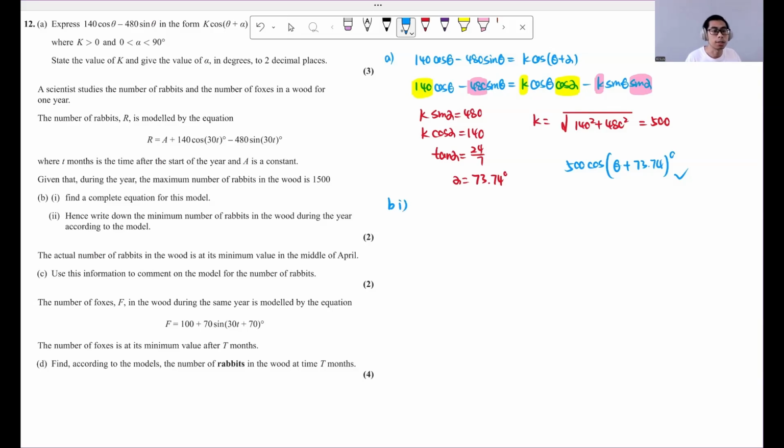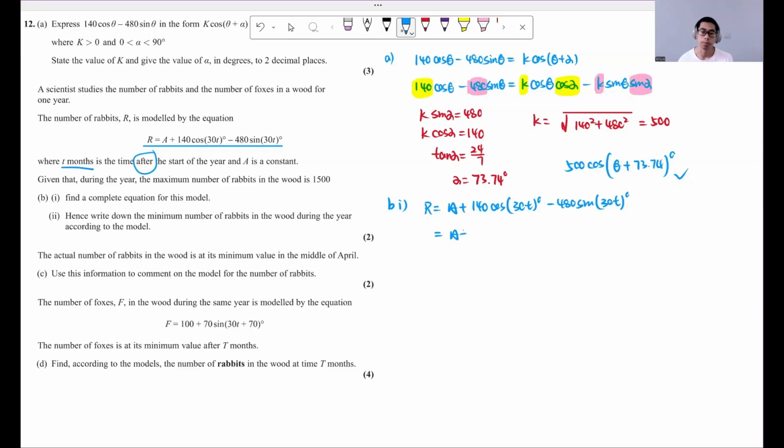Now part B. A scientist studies the number of rabbits and the number of foxes in a wood for 1 year. The number of rabbits is modeled by this equation, where t months is the time after the start of the year, and A is a constant. Given that during the year the maximum number of rabbits in the wood is 1,500, we need to find the complete equation. So R equals A plus 140 cos 30t degrees minus 480 sin 30t degrees.